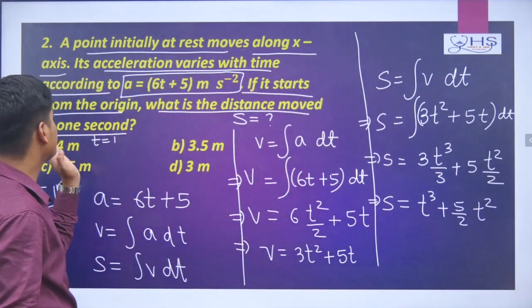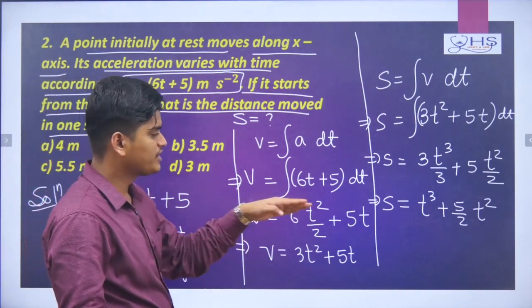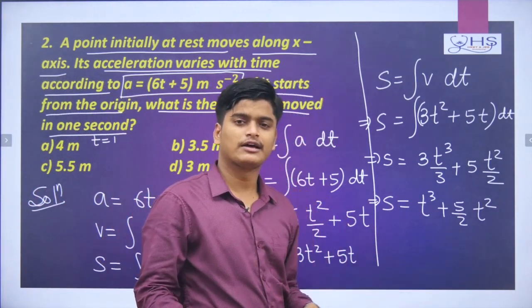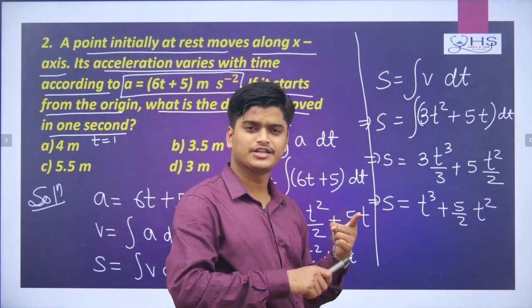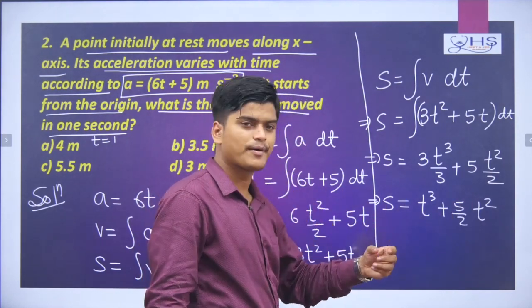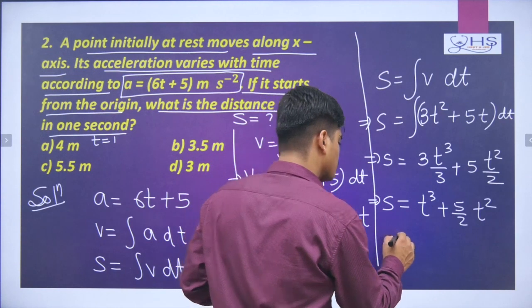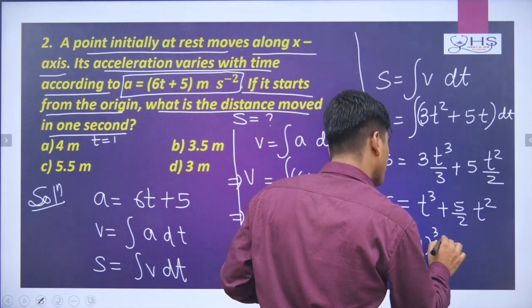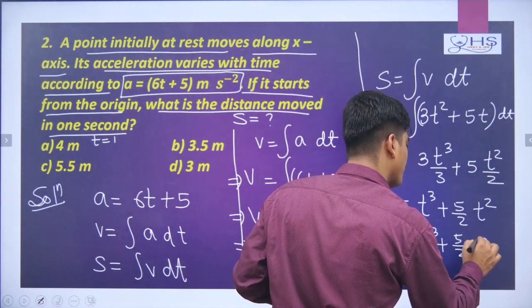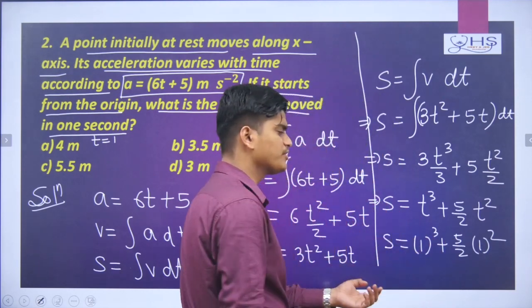Now they are asking what is the distance traveled in 1 second. So here s is a function of time, and they are asking at 1 second what is your distance. So what to do? In place of t, you put 1. So here you put 1 to the power 3 plus 5 by 2 into 1 square. Now check how much is coming.